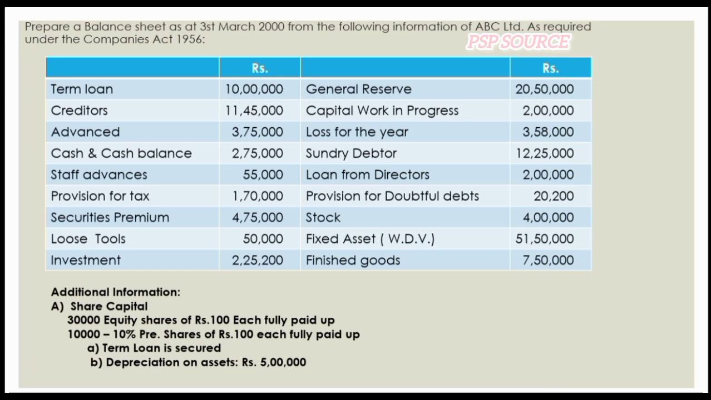Then the term loan is secured, which is already taken. Next, depreciation. Of course, it comes under fixed asset, but we won't take it. Why? Because it was already deducted from fixed asset. That fixed asset amount of ₹51,50,000 is already a deducted amount, so no further deduction is needed.